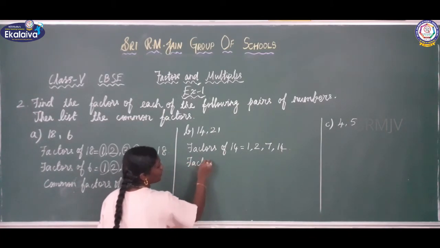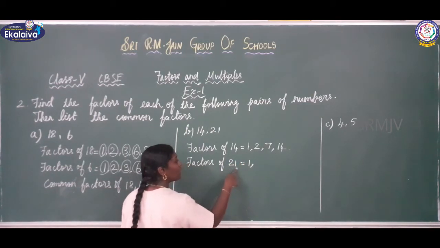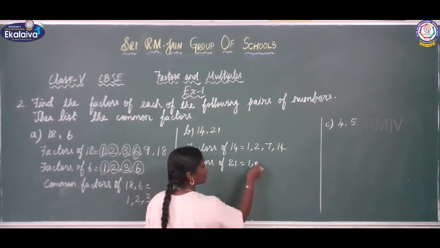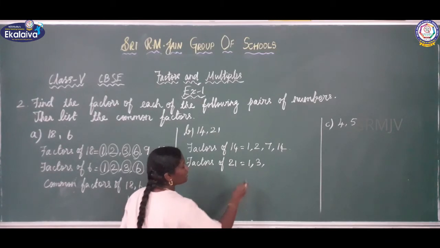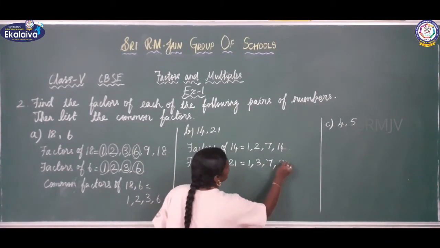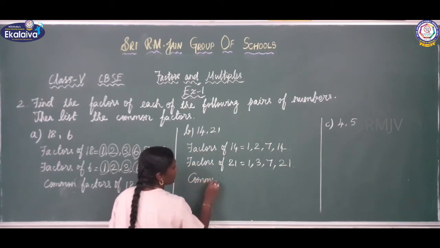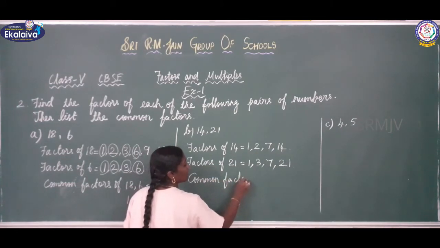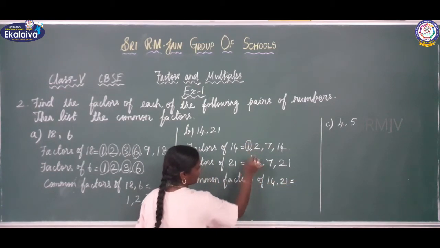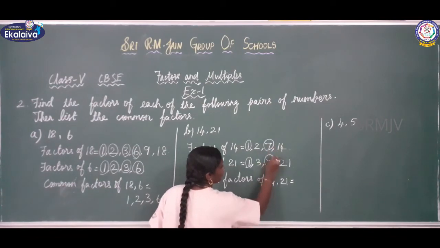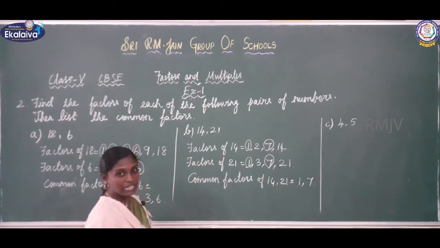Now, factors of 21. Here, 1 is the first factor. 21 is an odd number, so it is not divisible by 2. Then 3 is a factor. It is not divisible by 4, 5 and it is divisible by 7 and 21. So, these are the factors of 21. Now, we have to find the common factors. Common factors of 14 and 21. Here 1 and 7. Only 2 factors are there. So, 1 and 7 are the common factors of 14 and 21.